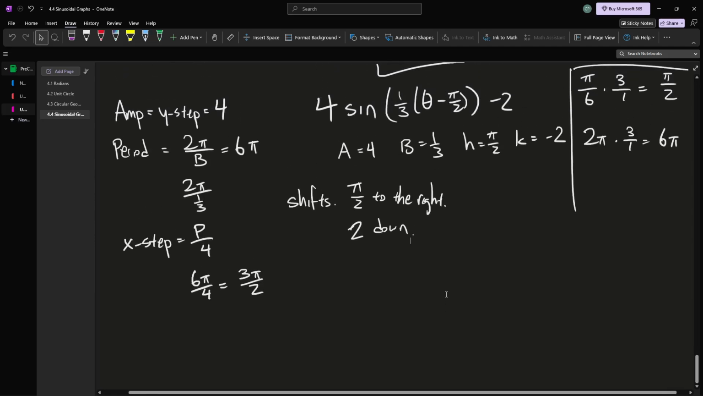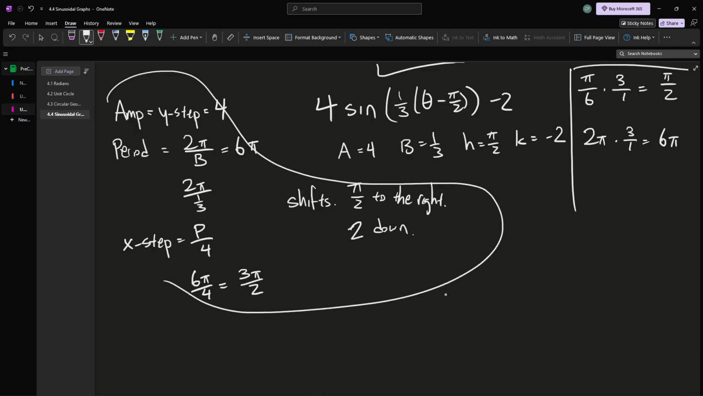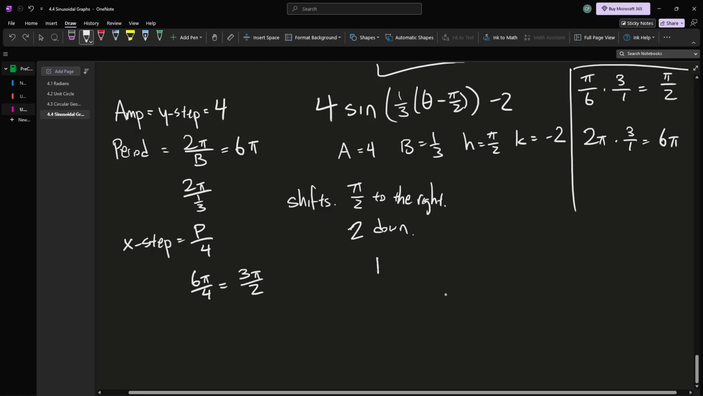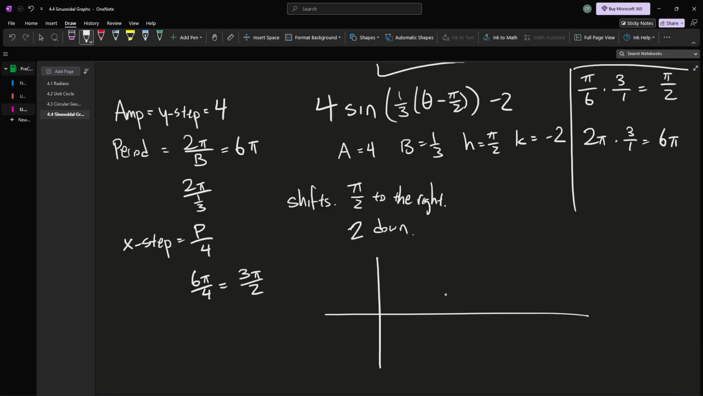And I'm going to try to do this in a way that I can still see it. Because right now, I don't need my original equation. Actually, my equation's here, but I don't really need this anymore. I just need this little section right here. So I'm going to start, make my axes, and I see start position. Where does sine start? Sine starts at 0, 0. Then do amplitude. 4 times 0 is 0.